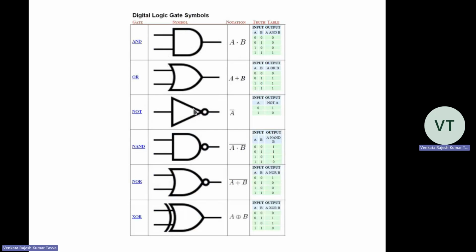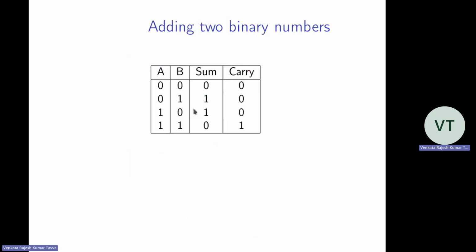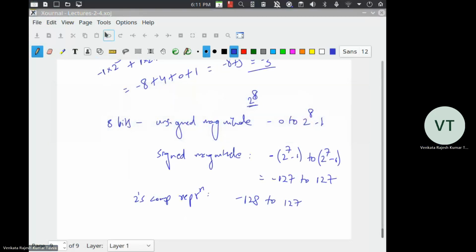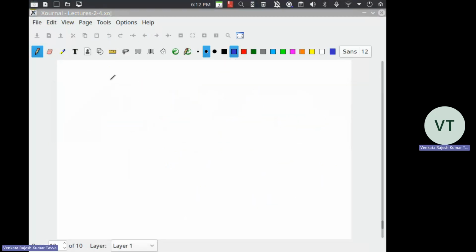Now let us see how addition is done in terms of these operations. Okay, so addition, we just saw it is quite simple. So suppose I say 0 plus 0, it is 0. There is no carry, so this carry is also 0. Okay, 0 plus 1, it is 1, no carry. 1 plus 0, it is 1, no carry. 1 plus 1, it is 0 and a carry of 1.